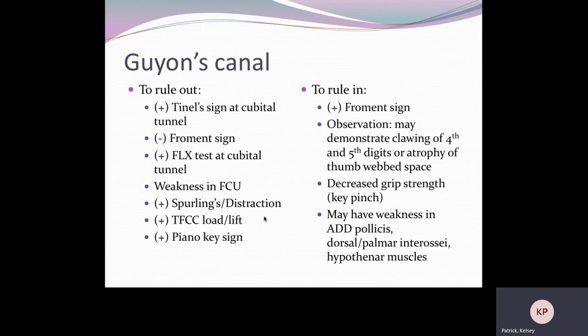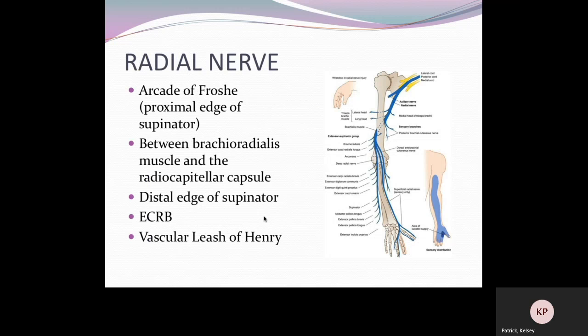To rule in Guyon's canal entrapment, you will see a positive Froment sign. You may see clawing of the fourth and fifth digits due to loss of lumbricals and FDP to the fourth and fifth digits. You'll also see decreased grip strength or a key pinch grip similar to Froment, and you may have weakness in the hand intrinsics.